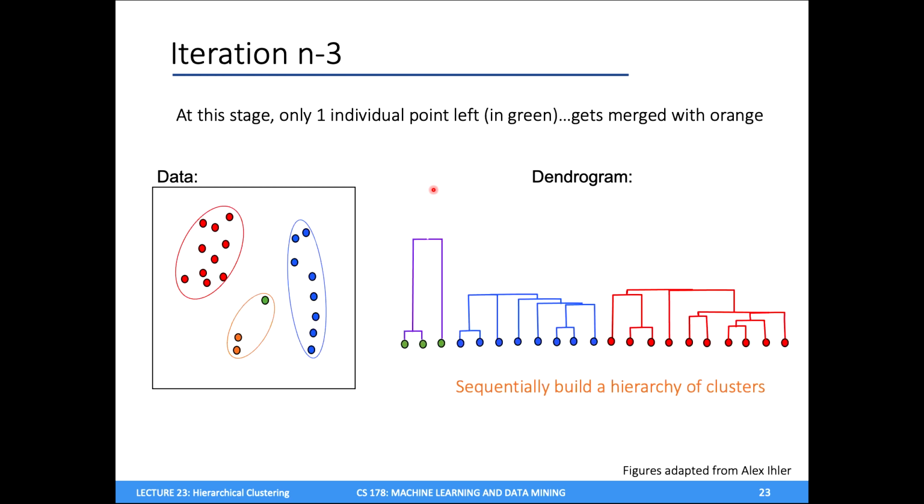So if I do this for very many iterations, I'll eventually end up with kind of 3 clusters in my data. So these guys all get grouped together, these guys and these guys all get grouped together. And again, I'm drawing links at every stage of this procedure.